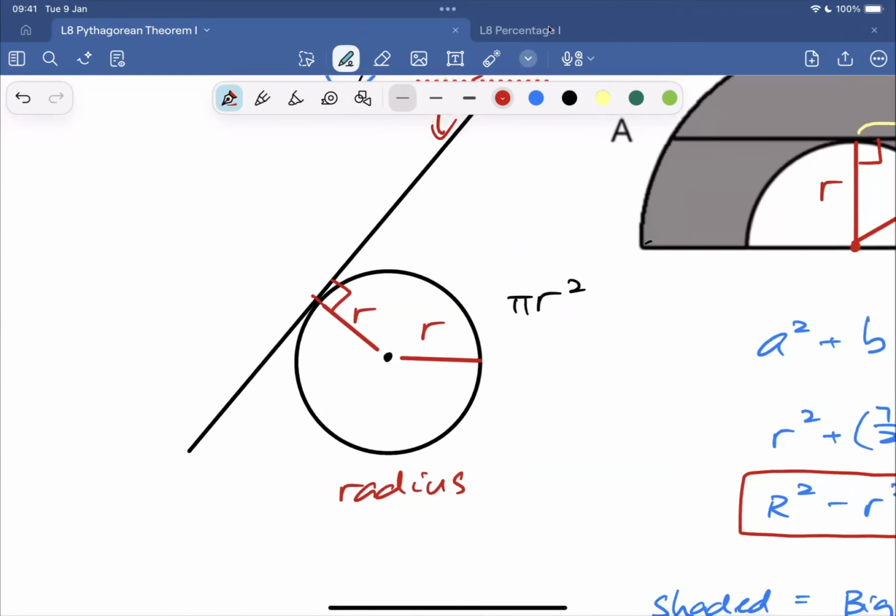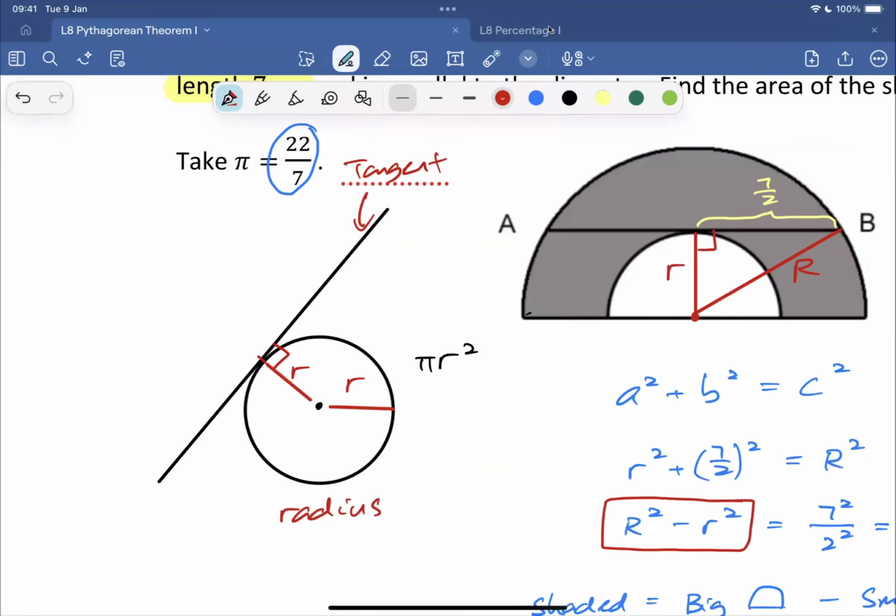Second, we learned about tangent. If you have a line that barely touches a circle, it just touches the circle at one point, right? It does not cut through the circle. It just touches it at one point. It is called a tangent. So when you take the radius and you connect it with the tangent, you will get 90 degrees. So that's the first thing we learned, right?